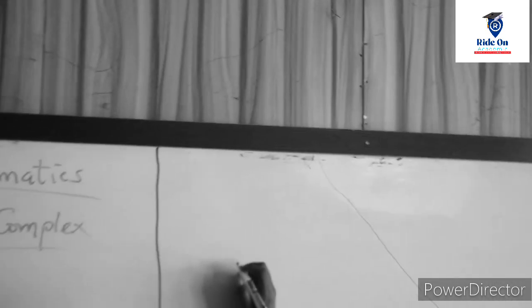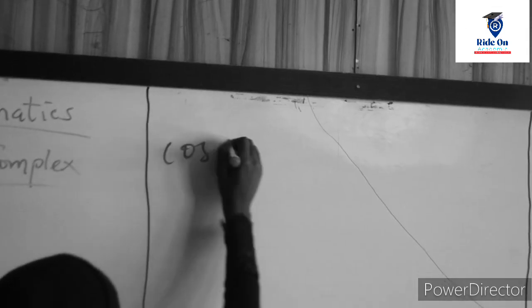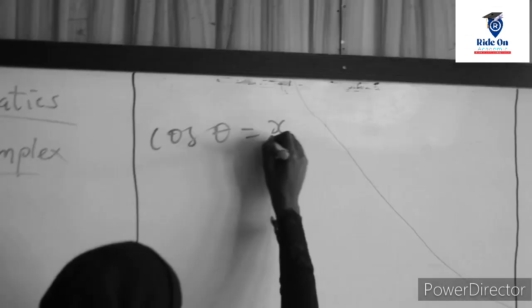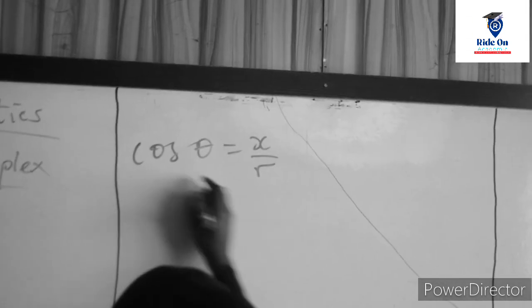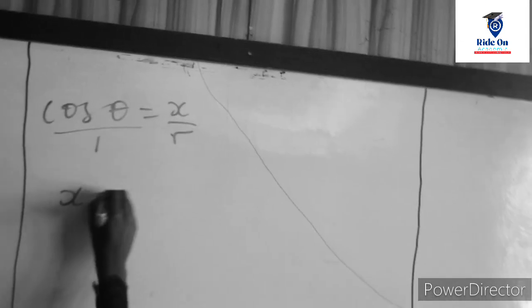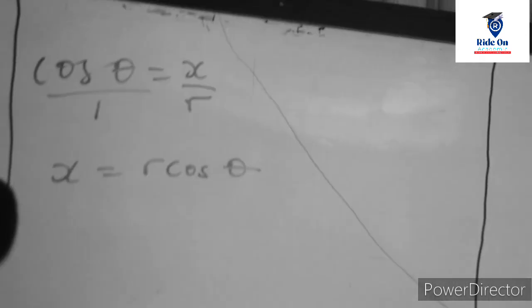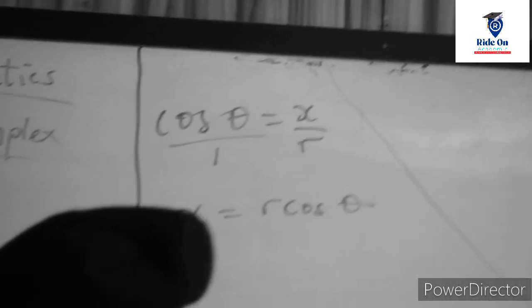So for x, to get x and r, what we need here is our cosine, the cosine of theta. So cos theta is equal to x over r. We want to make x subject of the formula, so we cross multiply, we have x is equal to r cos theta. Alright?